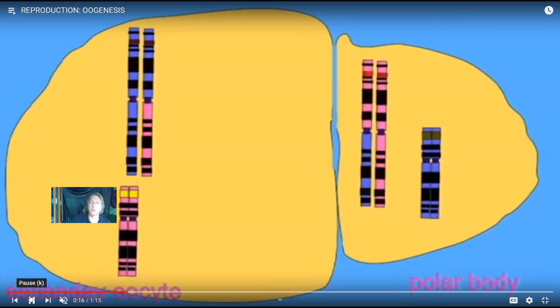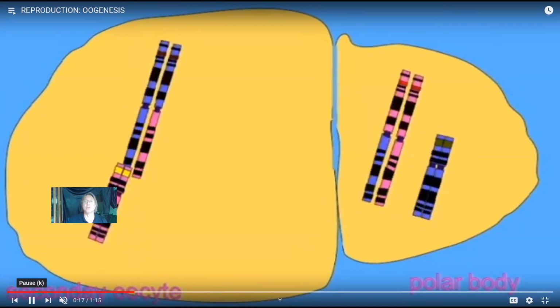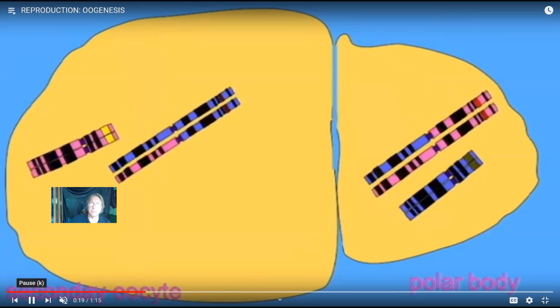So there's no S phase where DNA is replicated in interkinesis, and then meiosis 2 begins, prophase 2, metaphase 2.